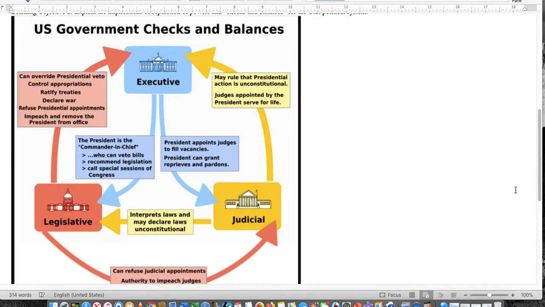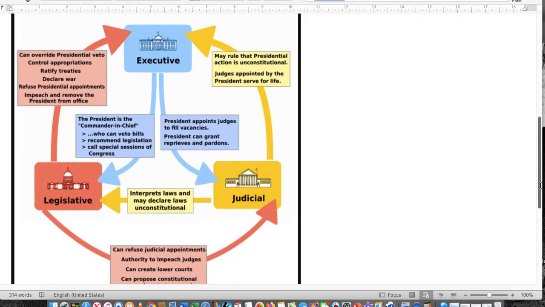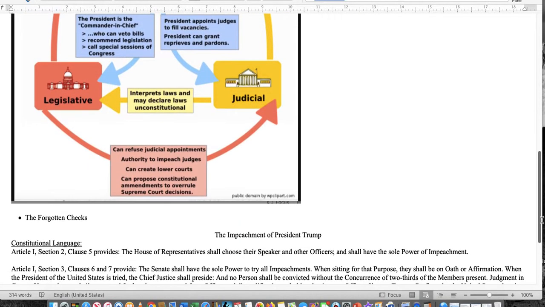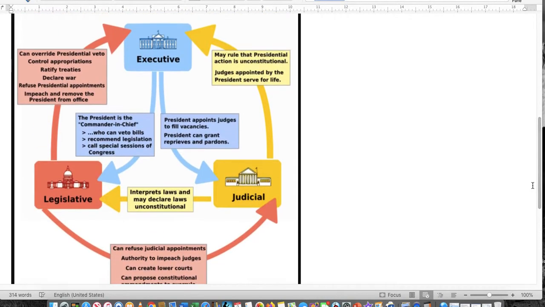Now, there are a couple of forgotten checks that they don't write in this pictogram that I've given you here that I would just basically tell you to write down. The forgotten checks here are this. Remember that the executive branch has the check of not enforcing a particular law. Remember, the E in executive stands for enforcement of law. And the executive can choose not to enforce laws.